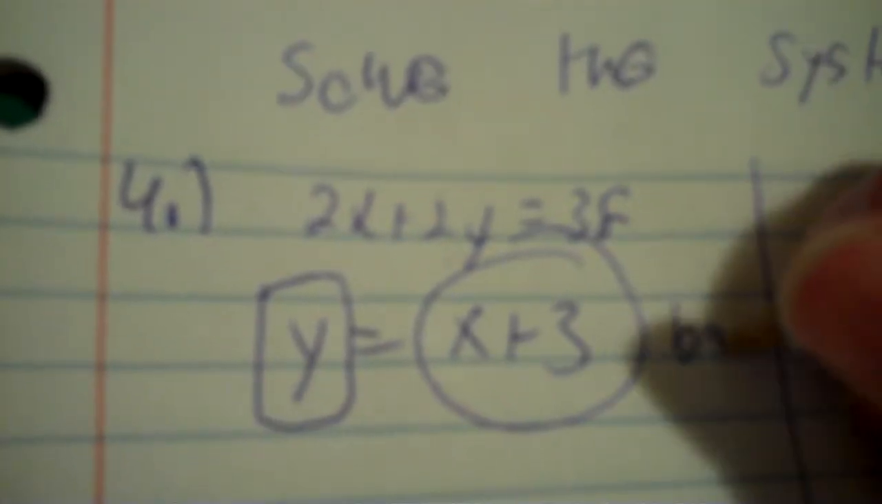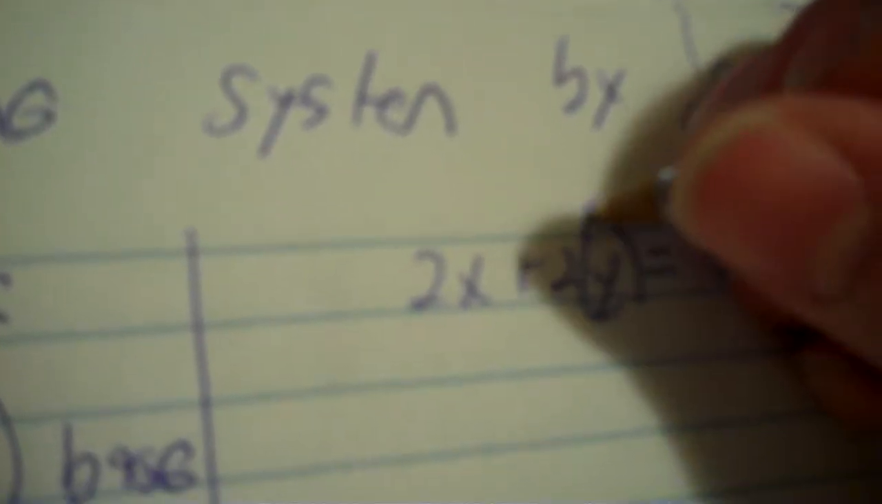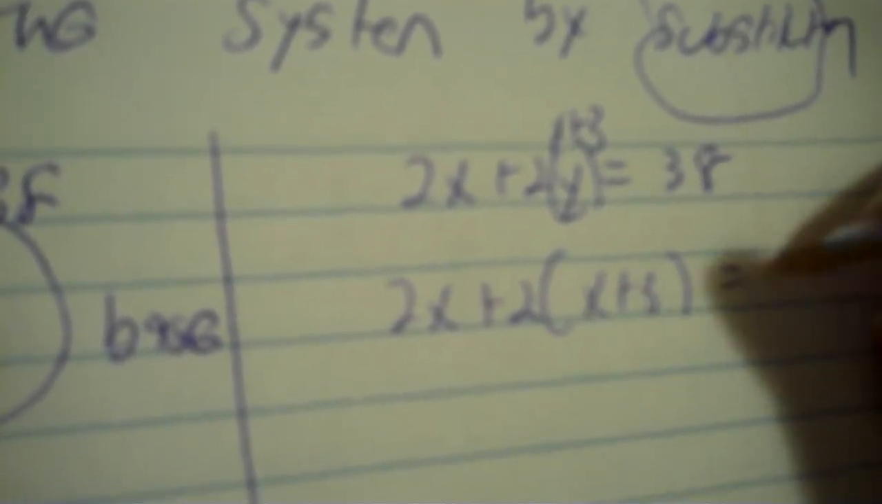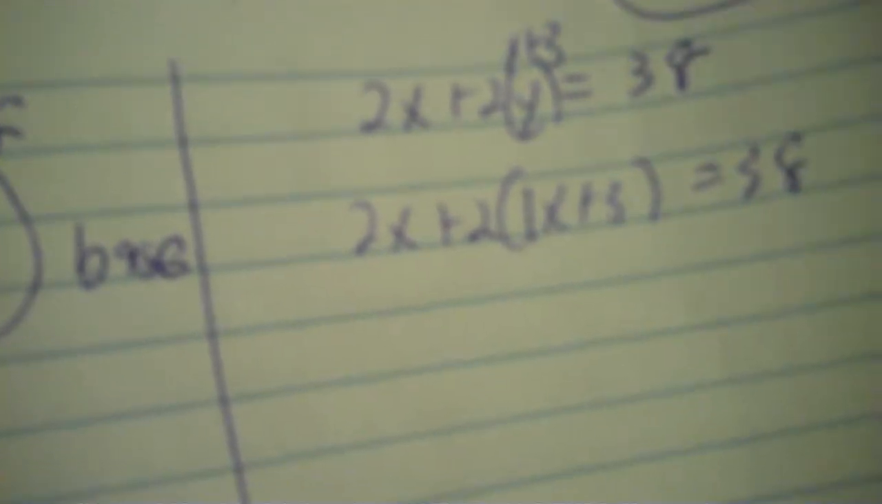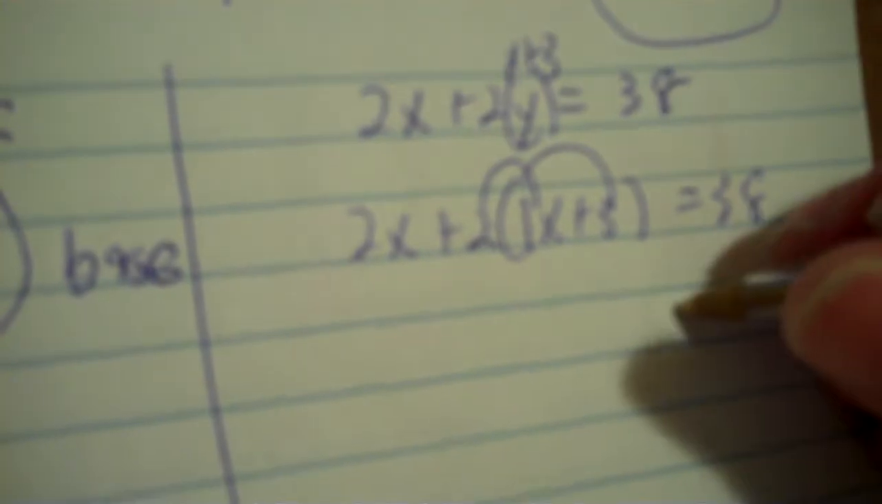And I circle the other side. So I write, that's called your base equation, okay? Then we have 2x plus 2y equals 38 in the non-base equation, and then I replace the y with the expression x plus 3, okay? So we have 2x plus 2 parentheses x plus 3 equals 38.